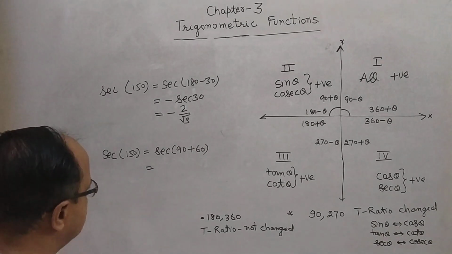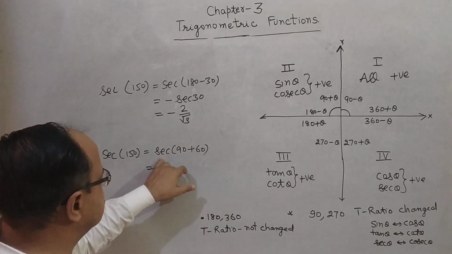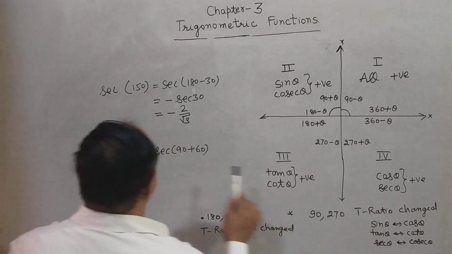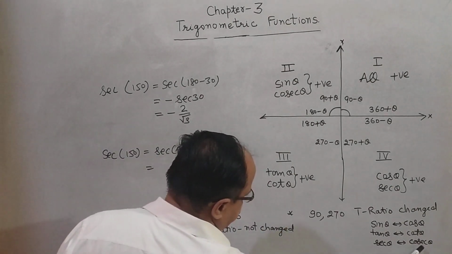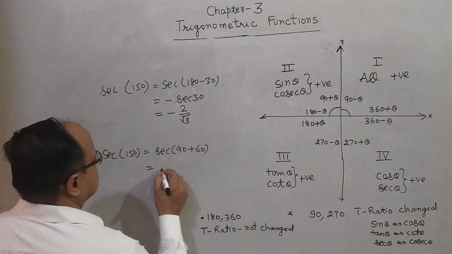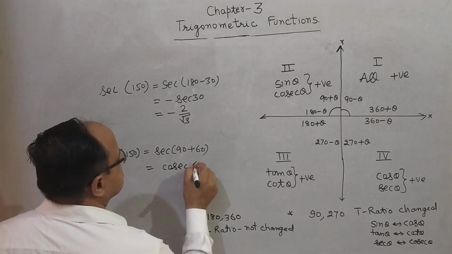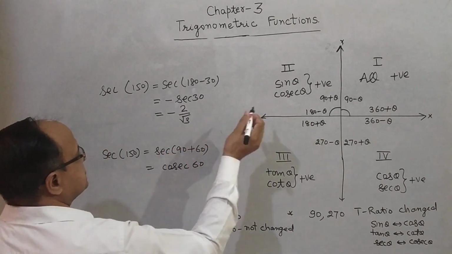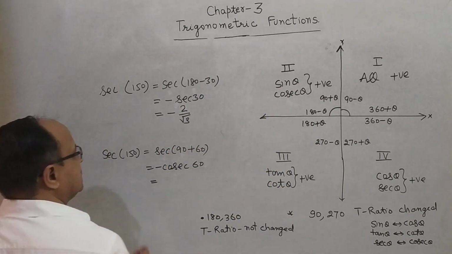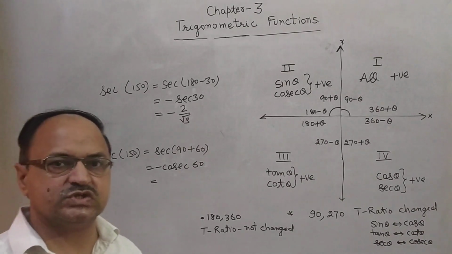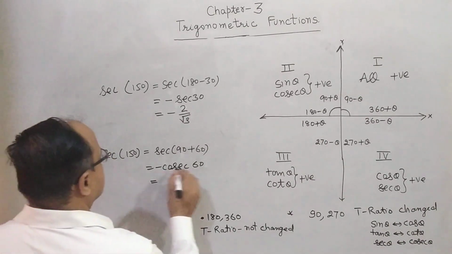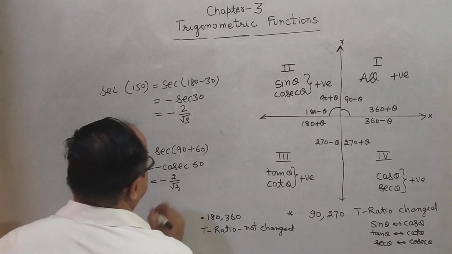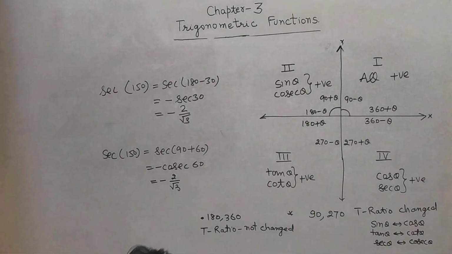Similarly, you can also write 90 plus theta. So 90 plus theta, it is the case of 90. The T ratio will change: sec changes to cosec, and cosec changes to sec. In place of sec you can write cosec 60, and this lies in the second quadrant, where sec is negative, so you write minus here. And what is the value of cosec 60? Cosec 60 is 2 by root 3. This is the answer. Clear?